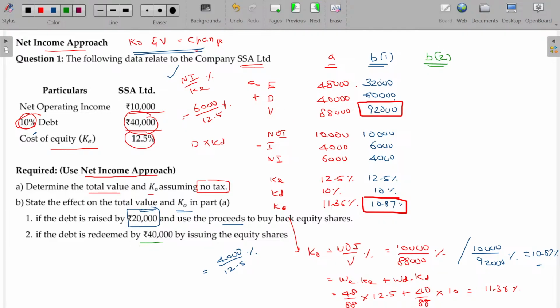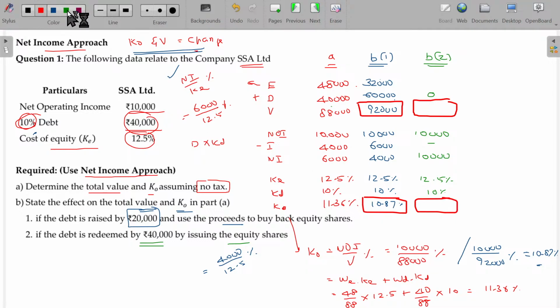If the debt is redeemed by 40,000 by issuing equity shares, so redeemed by 40,000. So what happens here? Entire 40,000 is redeemed. We don't have debt. Purely equity company. So 10,000 rupees, we don't have any interest payment here. So the NI being 10,000 rupees and KE being 12.5 percent and KD being 10%. Only two items are going to be changing. What are they? Value as well as KO will be changing.